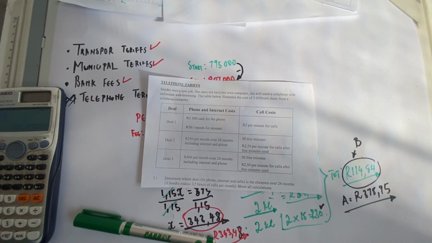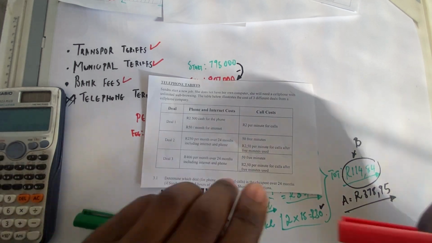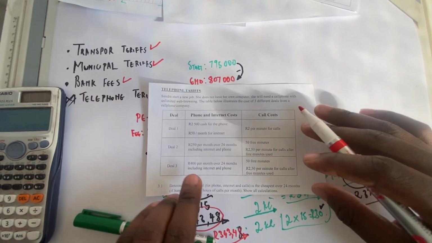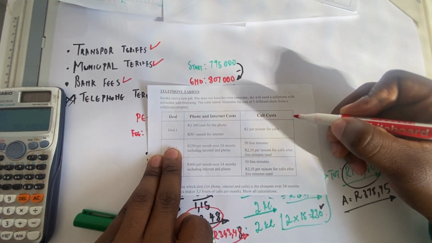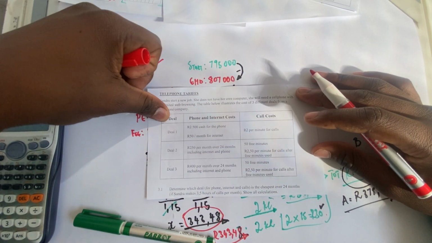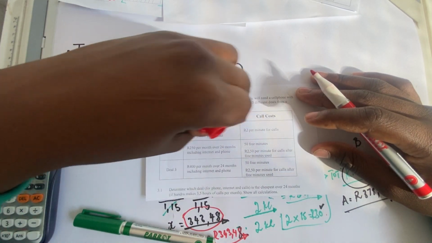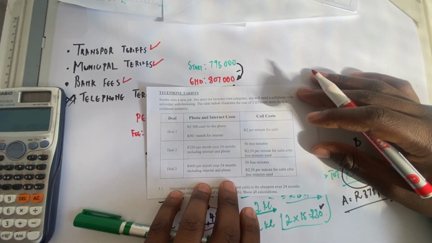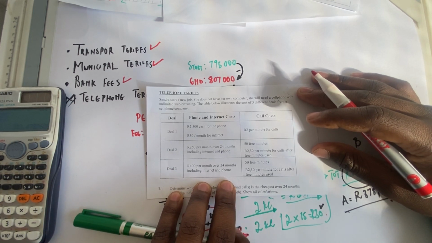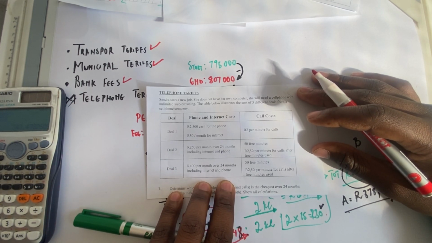On this one, they say that deal number 1. On deal number 1, always make sure that before you even handle your deals, you understand these parts at the top. I have deal, so meaning if I'm to read on my horizontal, which is my rows, if I read my rows, I have deal, phone, and internet cost.